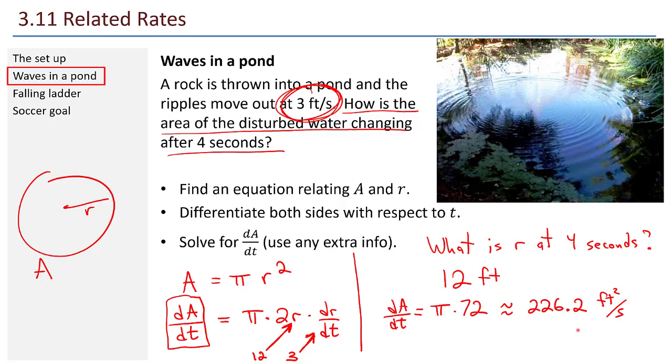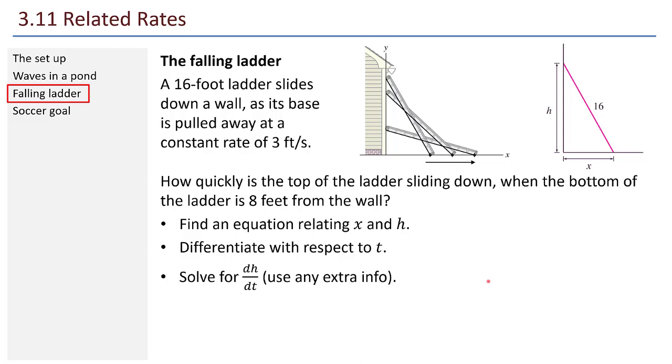Let's do another. Here is a classic problem that is probably in every calculus text. The falling ladder problem. A 16-foot ladder slides down a wall as its base is pulled away at a constant rate of 3 feet per second. So we see the picture here on the left and the arrow. So the base of the ladder is being pulled away at a constant rate of 3 feet per second.